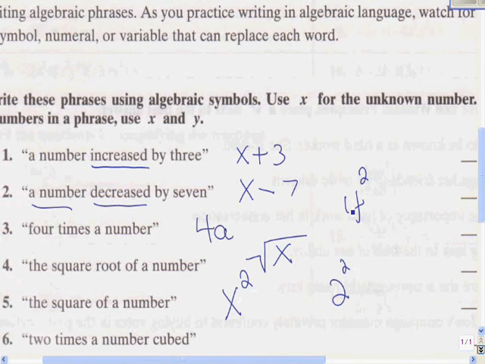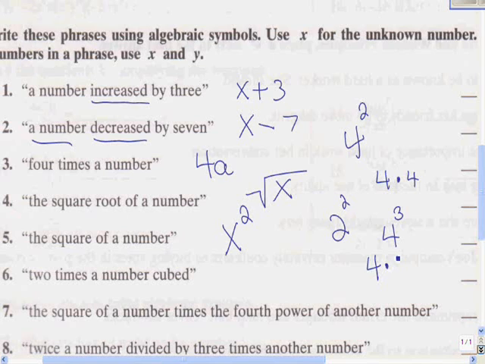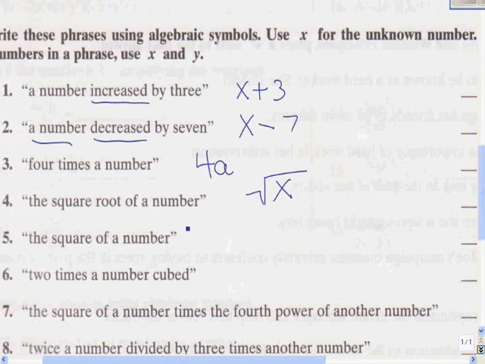What's 4 squared? What this little exponent means is that I have to multiply 4 times itself twice. So that means 4 times 4. If the exponent had been 3, that means I've got to multiply 4 times itself 3 times. 4 times 4 is 16, times 4 is 64. Okay? So here they're telling us the square of a number. We don't know the number, so that's x squared.